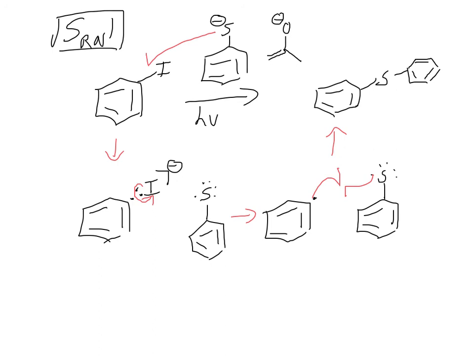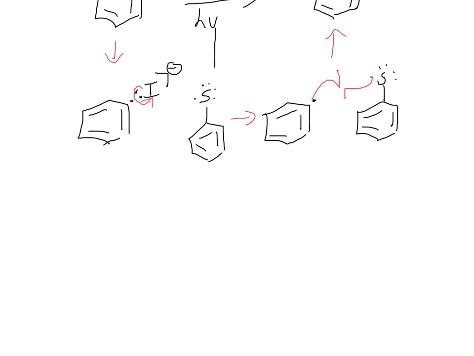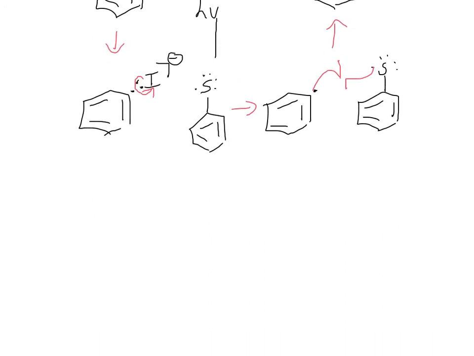The other big ones you'll see for these SRN1s, the dead giveaway is an sp3 hybridized carbon that does a substitution, and that sp3 hybridized carbon is tertiary. Right? You cannot do tertiary SN2s. For the love of God, it just doesn't happen. You cannot do SN2s on tertiary carbon. For the love of all that is holy.